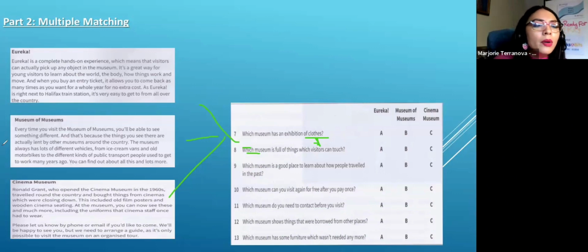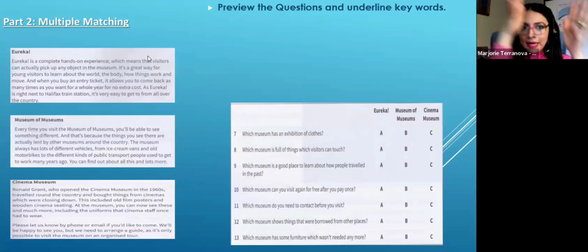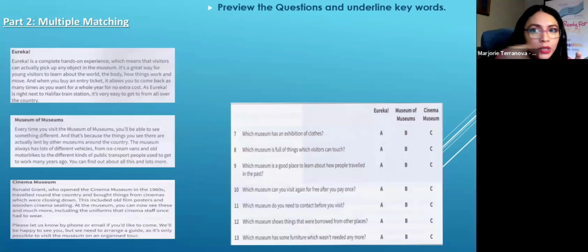Does anybody remember the name of the strategy in which we read a text very quickly, trying to find specific information? Thank you. Scanning. That's exactly the one. Remember, we're going to look at the text very quickly, like your eyes are just looking for that word. What word am I looking for? I'm looking for clothes.